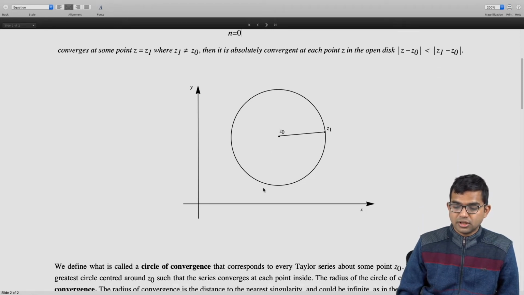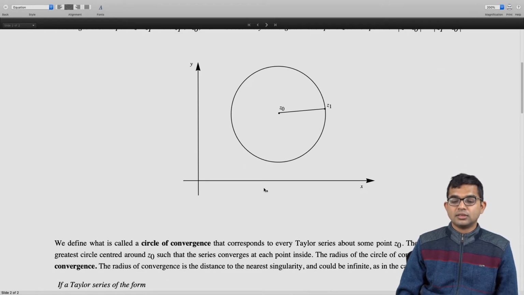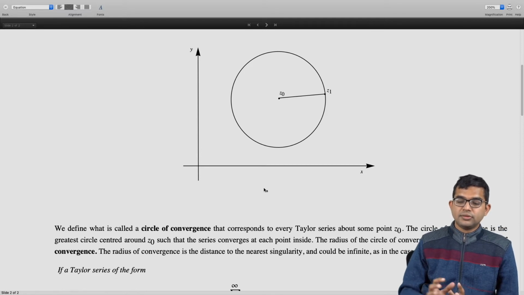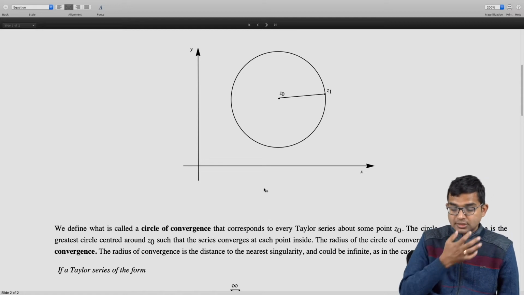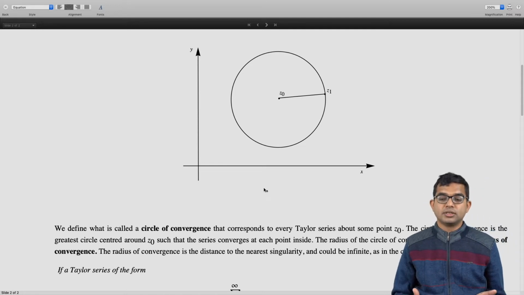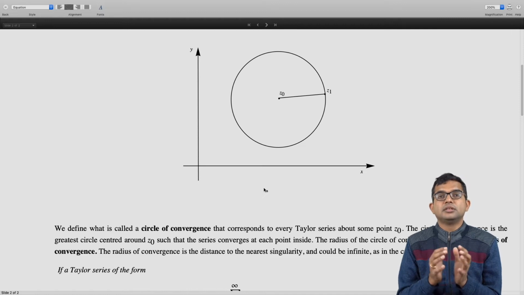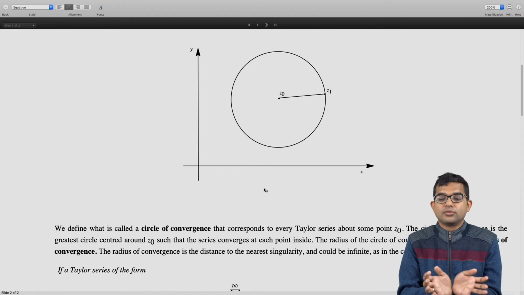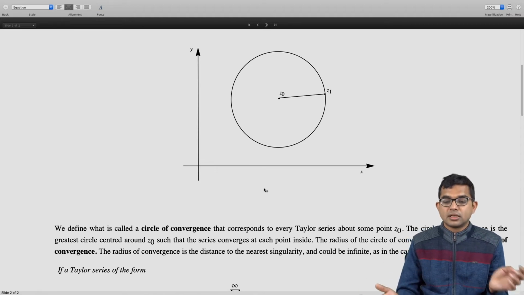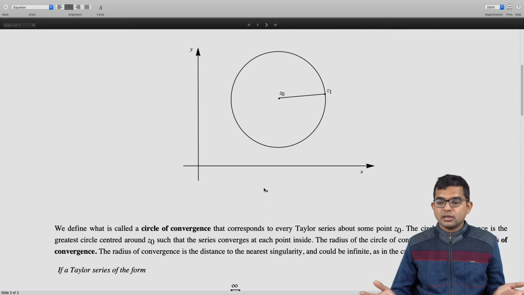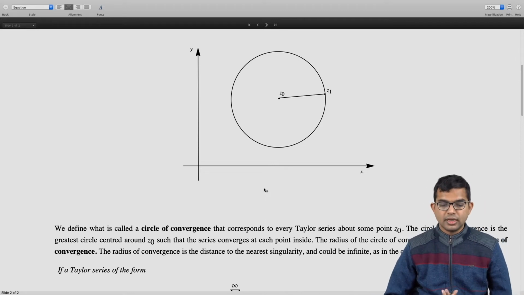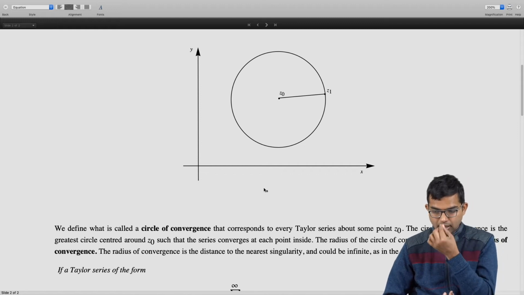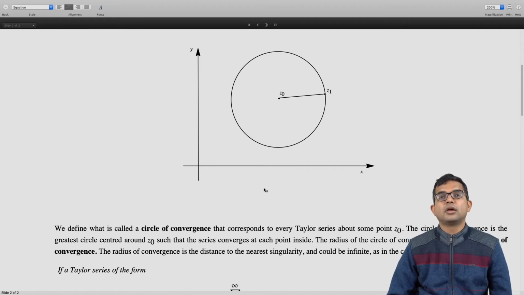And closely associated with this is the concept of the circle of convergence, right? This is defined as the greatest circle around z0 such that the series converges at each point inside. So given that you have a Taylor series which is well defined at a point, for sure it's well defined in some circle of convergence. Maybe a small circle or a big circle, and it may be even a circle with infinite radius. The radius of the circle of convergence is called the radius of convergence, right? And it could be infinite, which is the case when you have entire functions.